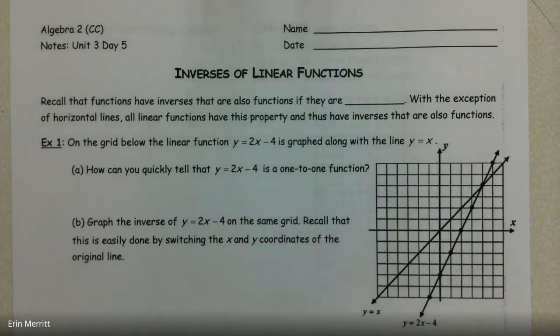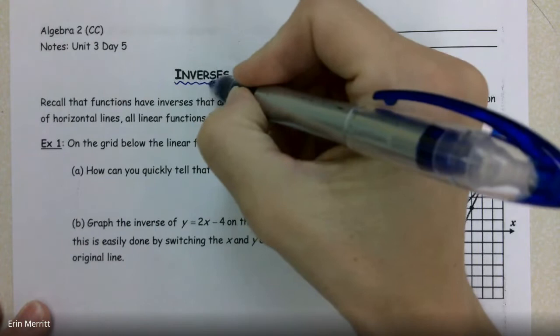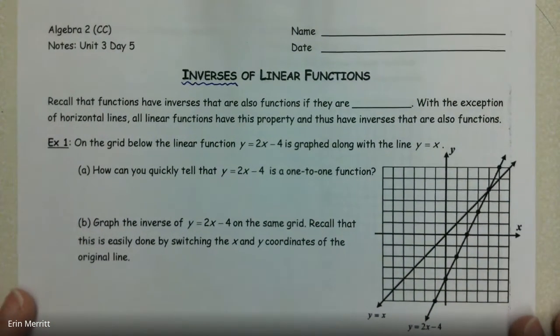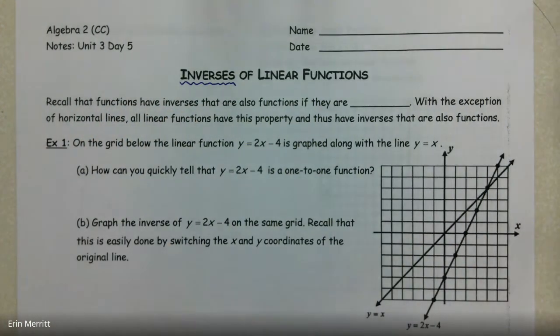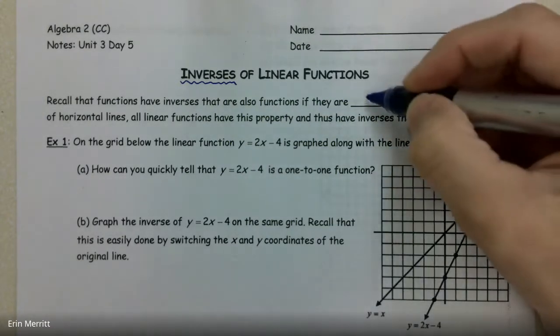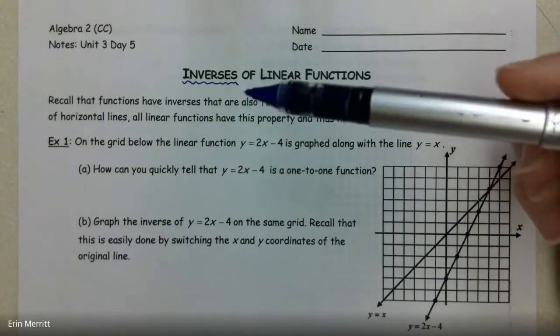We are doing inverse of linear functions. The nice thing is we've talked about inverses already, so this will feel like a little bit of review, but then just specifically focusing on when you have a linear function, you're just looking at lines. So when it says recall that functions have inverses if they are 1 to 1, of course, with the exception of horizontal lines, because that would be a special little case there. We can talk about that more tomorrow.